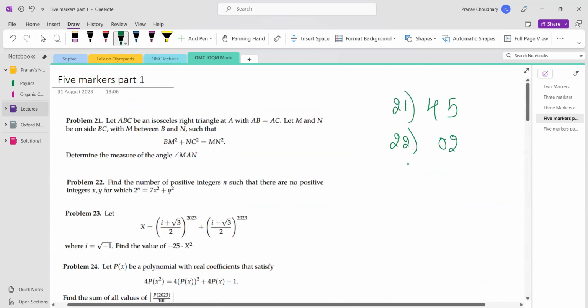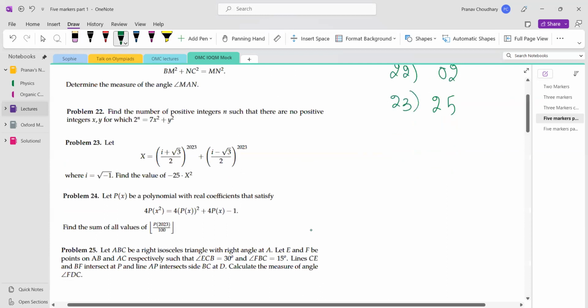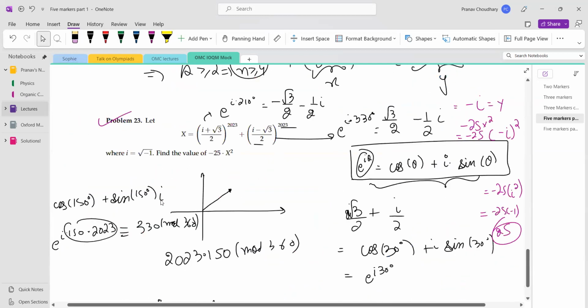I think this was a very standard problem if you know complex numbers. A lot of people said, why is this even a 5 marker? Because there are complex numbers. But I think if you do not know complex numbers, this can be slightly complicated for you. Okay, so let's move on to problem number 24.